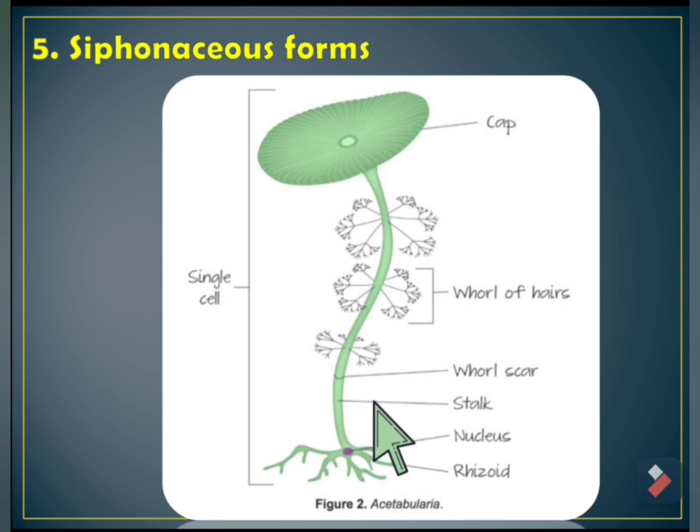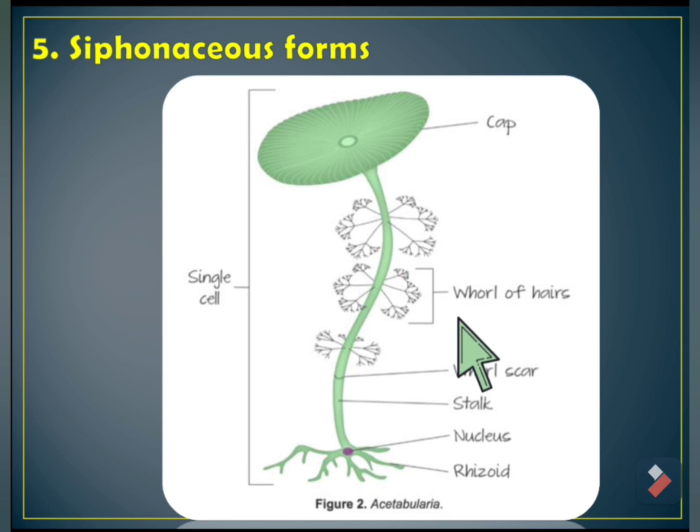Now, for example, in Characium, you will see that its body structure is tubular, just like a tube. In this one, you can see here, this is Acetabularia. In Acetabularia, you can see this is just like a tube and this is like an umbrella, so its shape is umbrella shaped. In both cases, Acetabularia and Characium, the cell is usually uninucleate, that means it contains only a single nucleus, except at the reproductive phase when the nucleus will undergo division to form many nuclei.